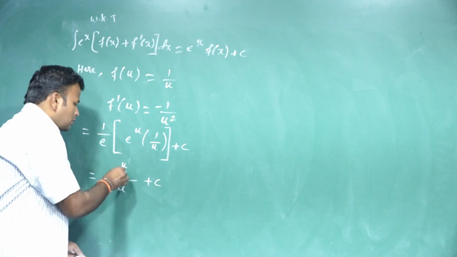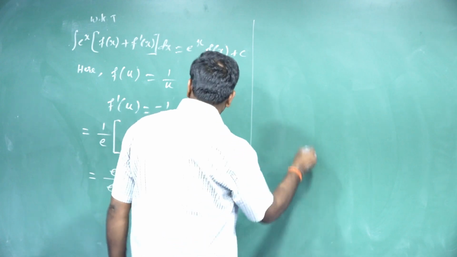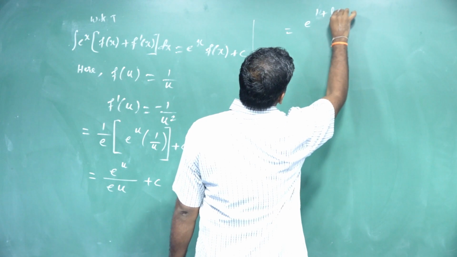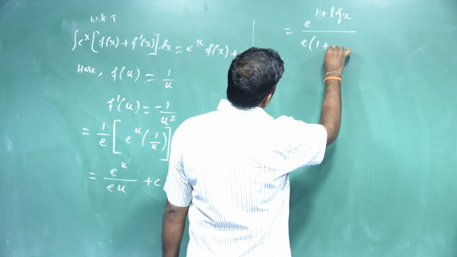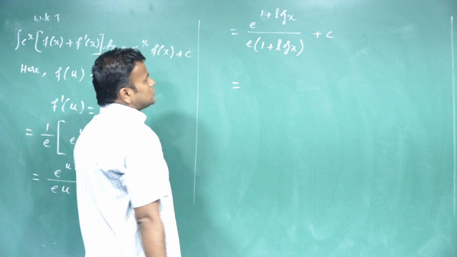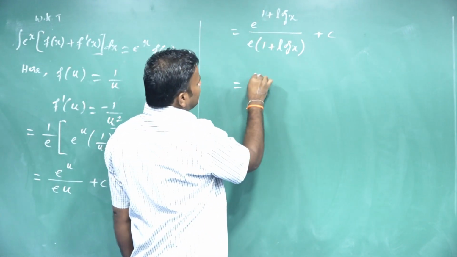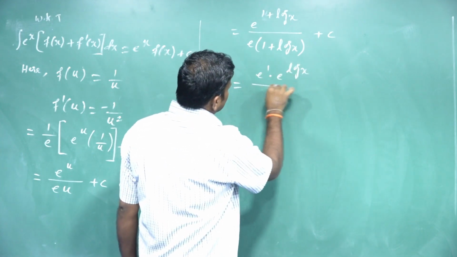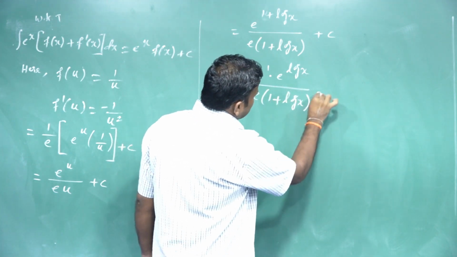So again we change. The value of u is 1 plus log x. So we get e power 1 plus log x divided by e of 1 plus log x plus c. Is there any chance of simplification? There is. I write e power 1 plus log x as e power 1 into e power log x, divided by e of 1 plus log x plus c.